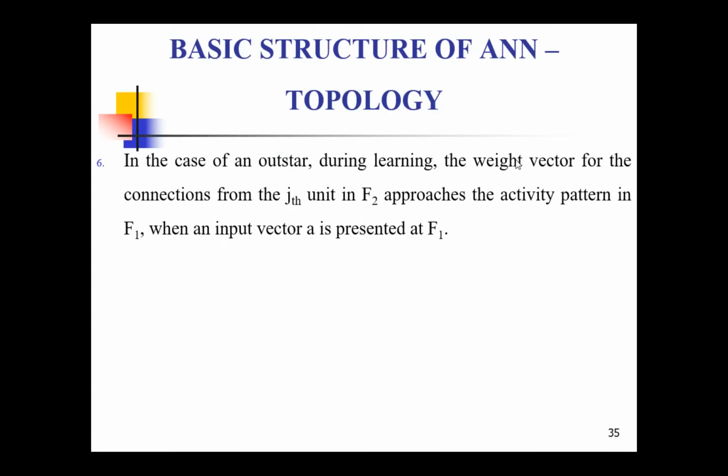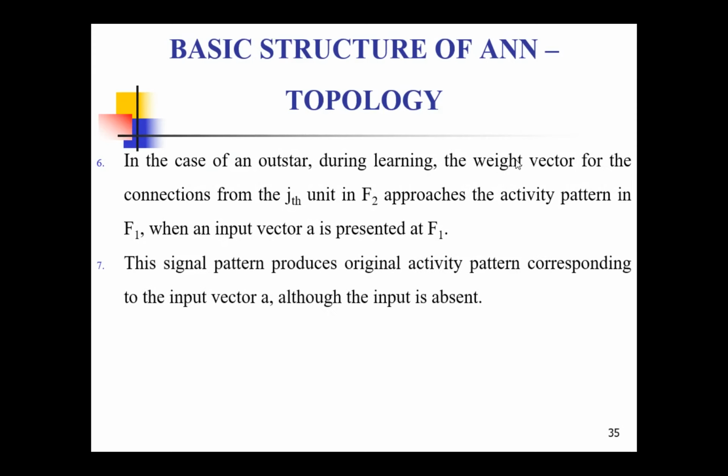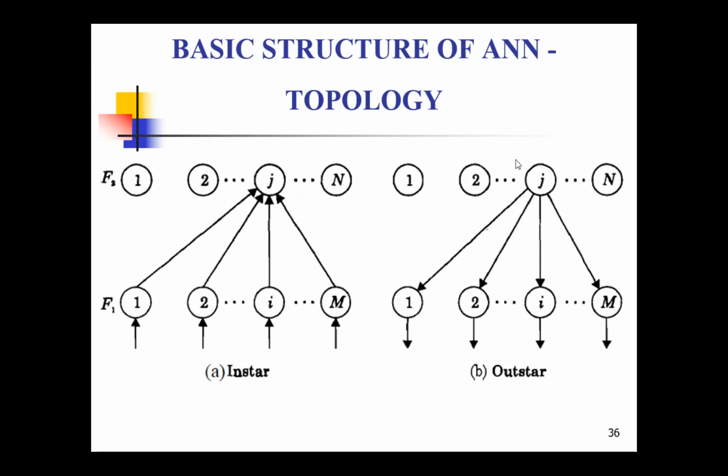So in the case of outstar, we are going to have the memories addressing the content. Here you can see that the jth neuron in the layer F2 is getting connected to all the neurons of the F1 layer. That is, the memory of j is addressing the contents that are available in each and every neuron.